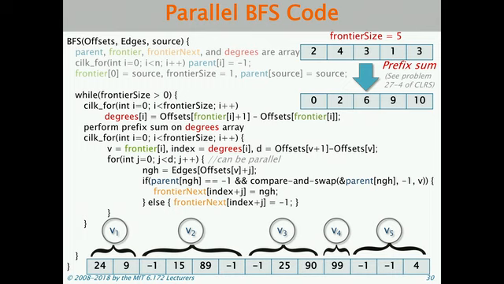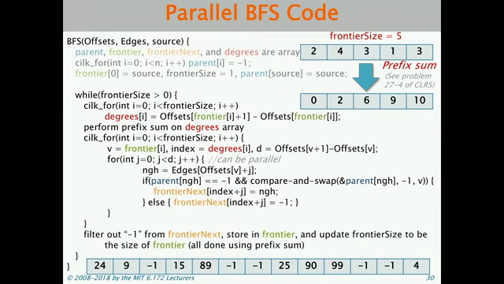So here's one potential output after we write to this frontier next array. We have some non-negative values, and these are vertices that we explored in this iteration. We also have some -1 values. The -1 here means that either the vertex has already been explored in a previous iteration, or we tried to explore it in the current iteration, but somebody else got there before us, because somebody else is doing the compare and swap at the same time, and they could have finished before we did, so we failed on the compare and swap. So we don't actually want these -1 values, so we're going to filter them out.